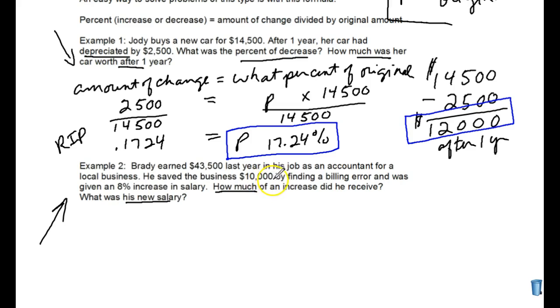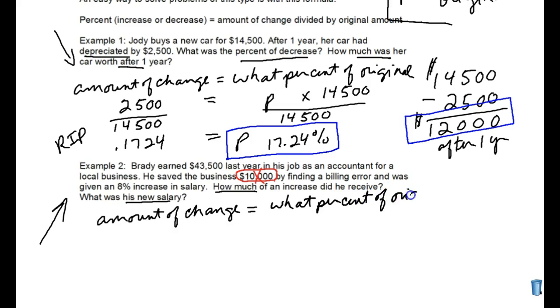Does the $10,000 come into play in our calculating? No, it does not. It's just a piece of information. We have his salary and the percent of increase. So the amount of change equals what percent of original. We don't know the amount of change here, do we? That's what we're trying to find.